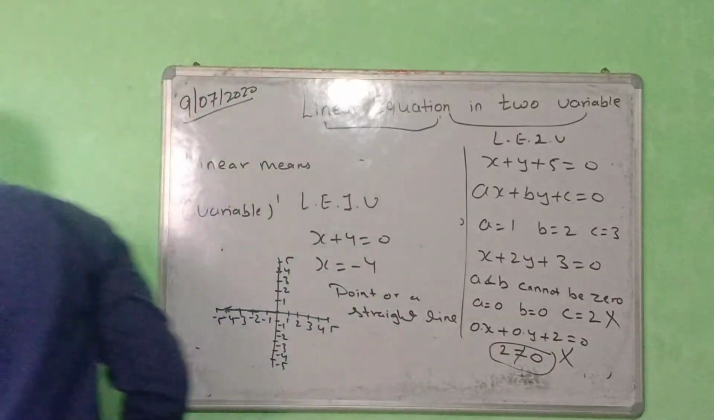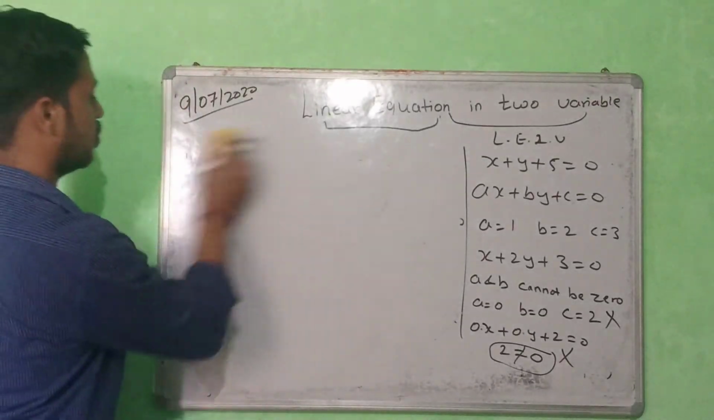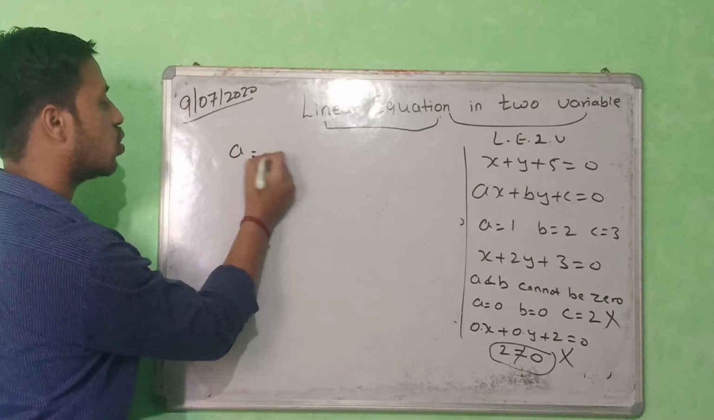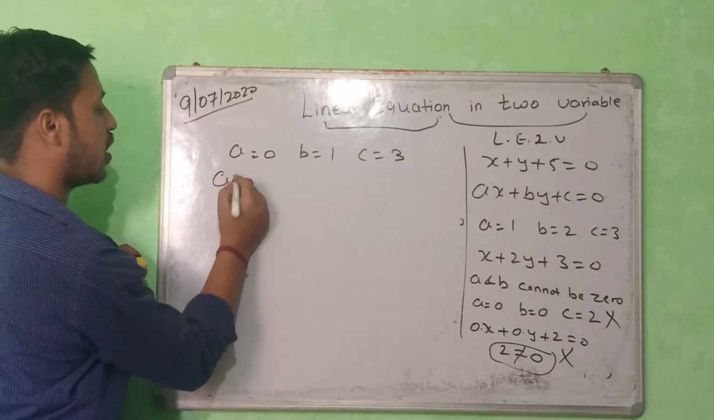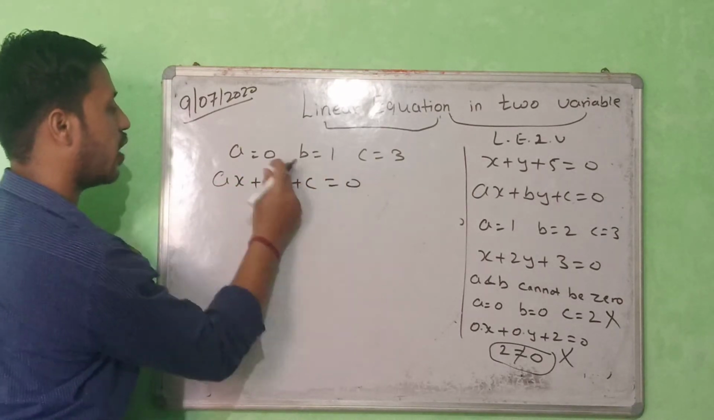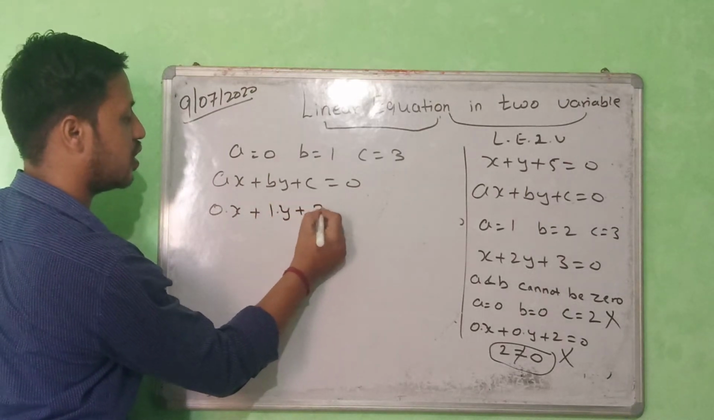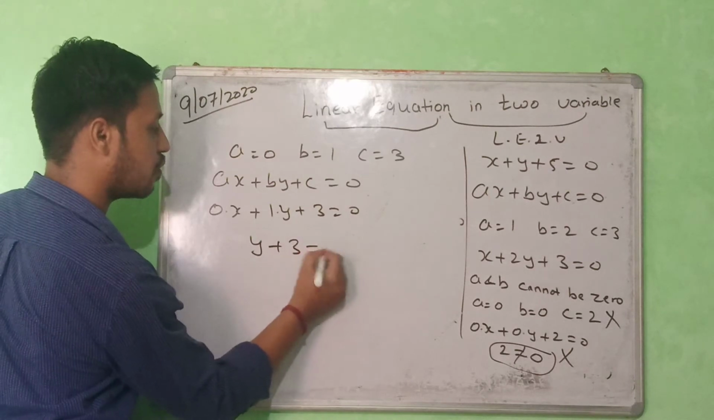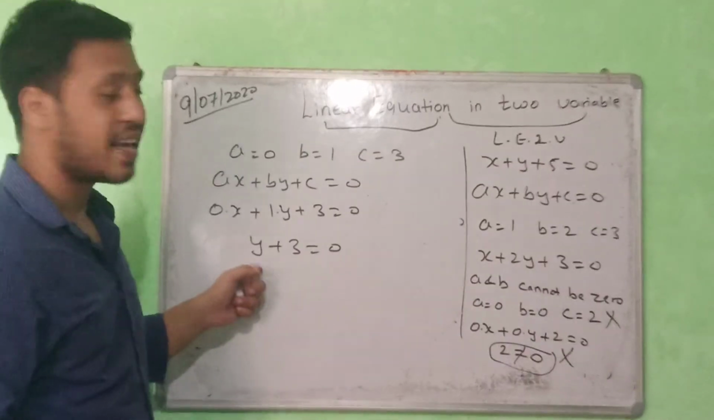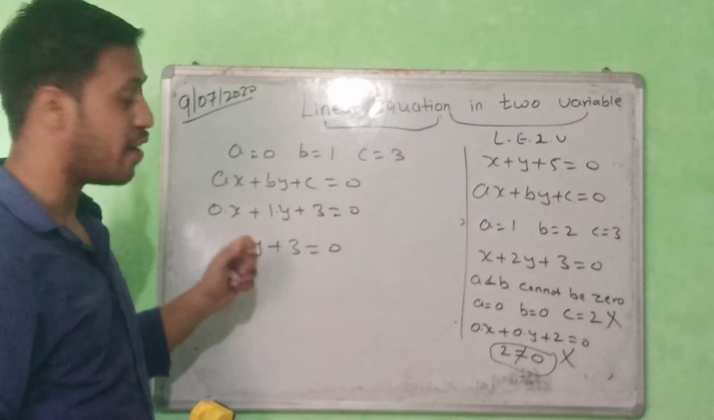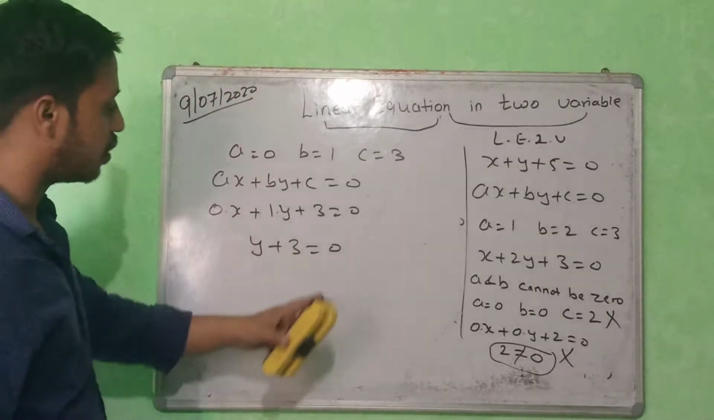You can write like this also: a equals 0, b equals 1 and c equals 3. So I will put this in the equation ax plus by plus c equals 0. a value 0, b 1, c 3. You will get y plus 3 equals 0. Clear? But the question arises here. This is a linear equation in one variable, because the power of the variable y is 1.